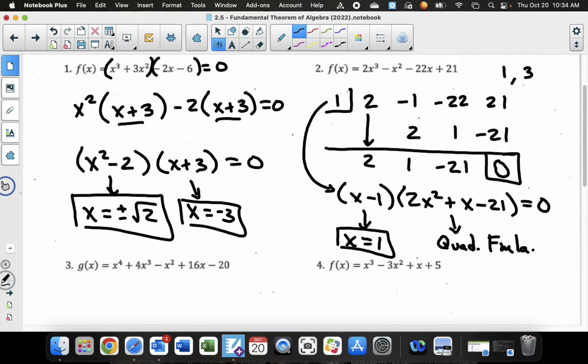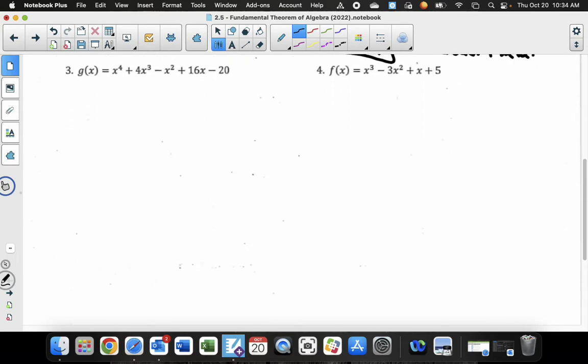Take a look at number 3. Now, quick question. How many times am I going to need to do synthetic division on this one? Twice, because we're starting at an x to the 4th. Which means, when you type this into the calculator, how many zeros do you need to find? Total, we're going to have 4, but how many do you need to do the synthetic division? 2. You got to find 2 real zeros to do the synthetic division to begin. So type that into your y equals.